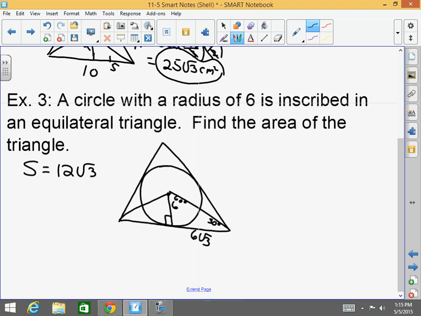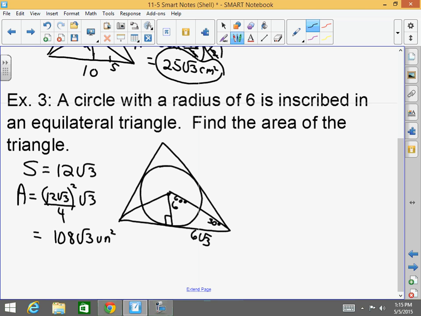Now I can use my formula. Area equals side squared, which is 12 square root of 3 squared, divided by 4, times square root of 3. 12 squared is 144. 144 times 3 is not going to be 300. 144 times 3 is 432. Okay? 432 divided by 4 is 108 square root of 3 units squared.